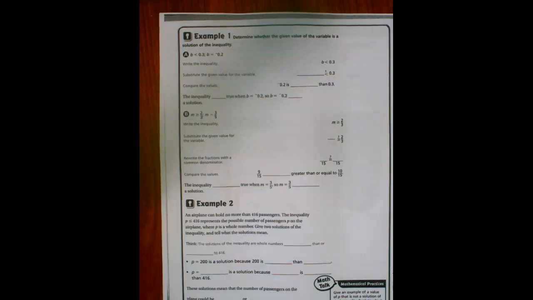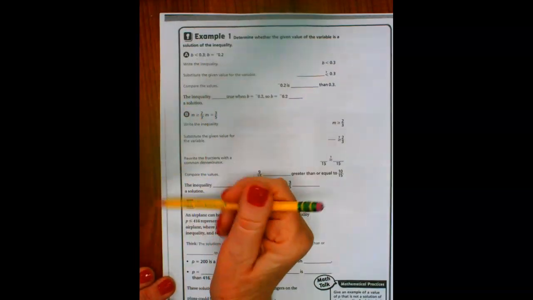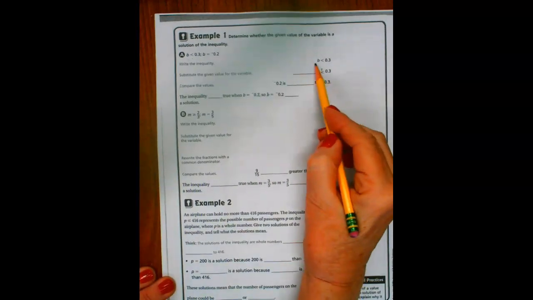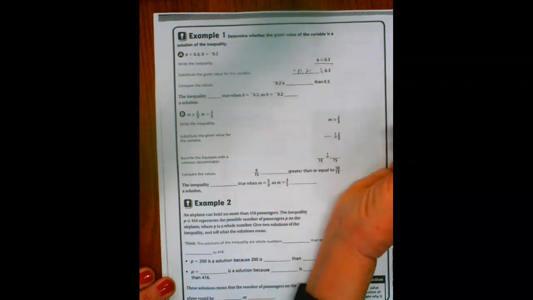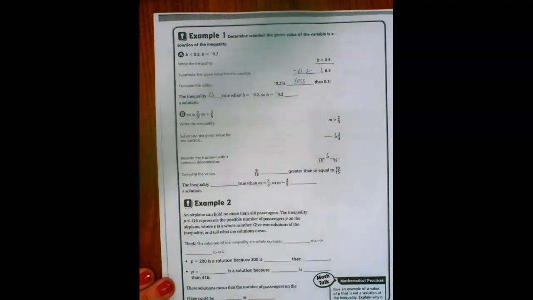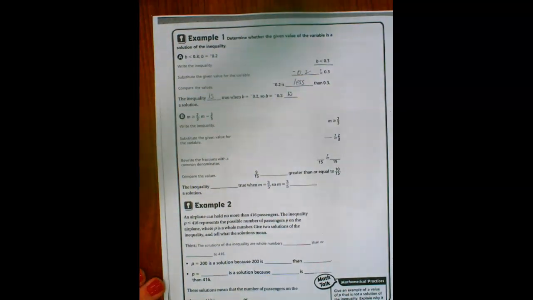The examples. So example 1 is determine whether the given value of the variable is a solution of the inequality. So B is less than 3/10. B equals negative 2/10. So here we have written the inequality. We're going to substitute B with negative 2/10 and compare the values. Negative 2/10 is less than 3/10. The inequality is true when B equals negative 2/10. So negative 2/10 is a solution. All right. Let's do another one.